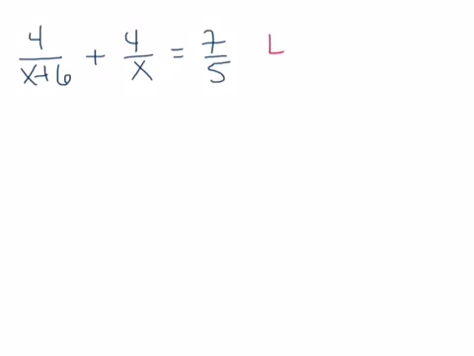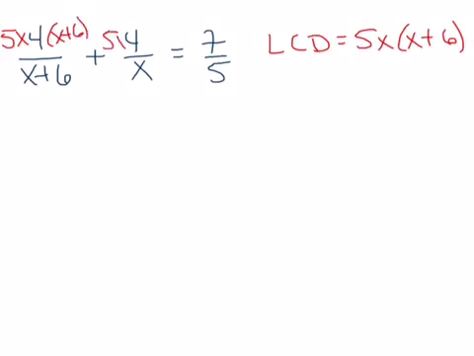Okay, so we left off at 4 over x plus 6 plus 4 over x equals 7/5. For this part right here, we want to find a common denominator. It looks like the LCD for this problem is 5x times x plus 6. So since we have an equation, we can multiply 5x times x plus 6 to all of our terms.